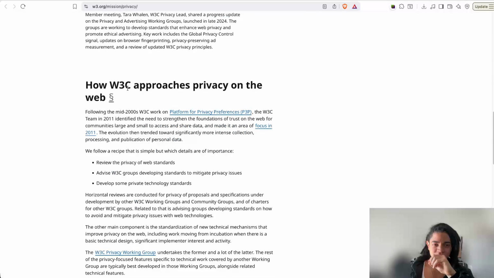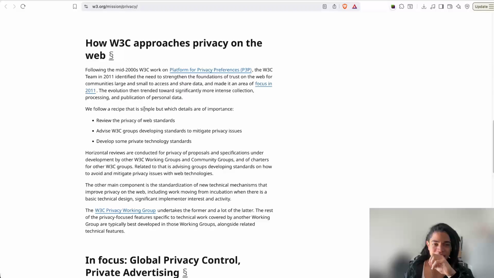How does W3C approach privacy on the web? We follow a recipe that is simple but whose details are important. Review the privacy web standards. Advise W3C groups developing standards to mitigate privacy issues, and develop some privacy technology standards.